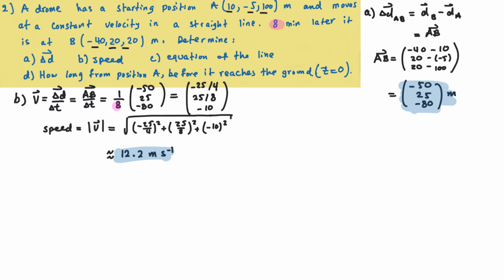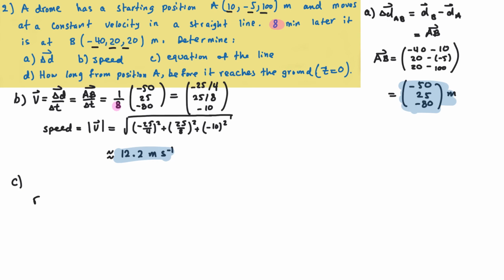Okay, good. Now I have this, and for the third part, we're asked to find the equation of the line. So to find the equation of the line, we can use either point A or B. It doesn't really make a difference. I am going to use point A for a good reason, because later on it asks how long from position A before it reaches the ground, and since we want it from position A, it is nice to write the equation from the starting position of point A.